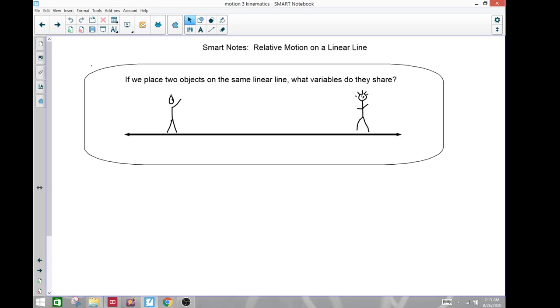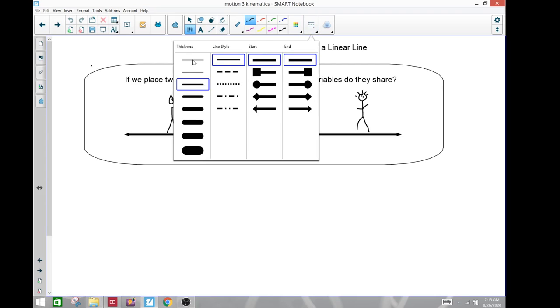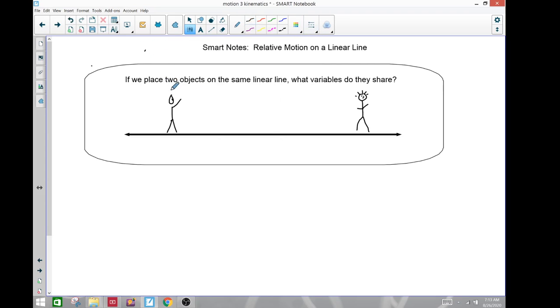Good afternoon, Mr. Schweitzer, and we're going to look at an application of kinematics that involves relative motion on a linear line between more than one object. So the question says here, all right, grab a pen quick. We have two objects on a line, and we call this person A and this person B. I'm just going to highlight the problem, give you an idea of what it looks like.